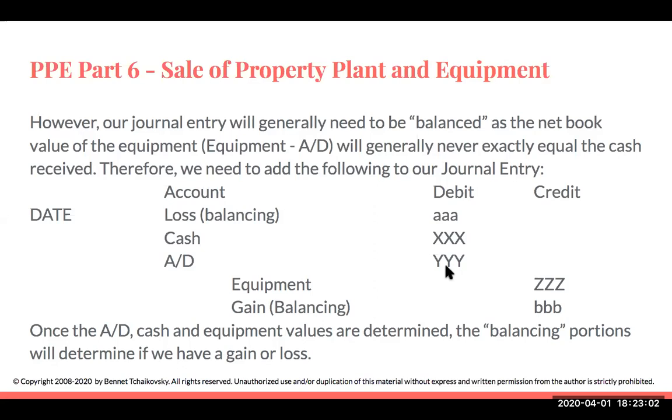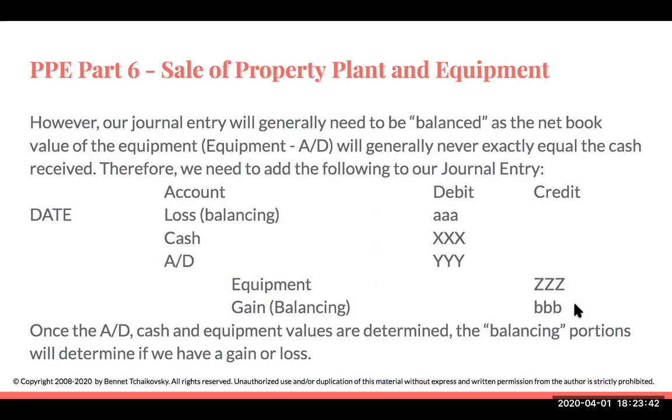The way I want you to approach these questions is to memorize this journal entry. Trust me, this is a journal entry that you want to memorize. If you can memorize it, you're going to get through these problems without a problem. If you don't do it this way, it's going to be a nightmare. A lot of accounting texts say that if the net book value is less than the cash proceeds, you get a gain. Don't worry about that part. Just memorize this journal entry.